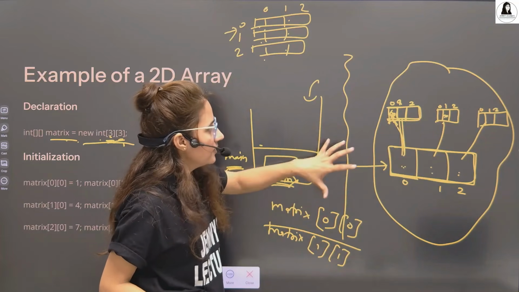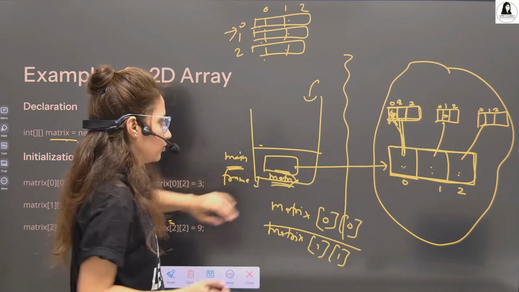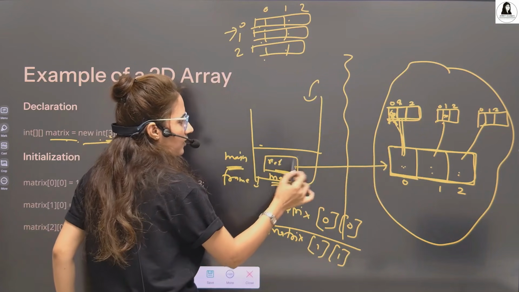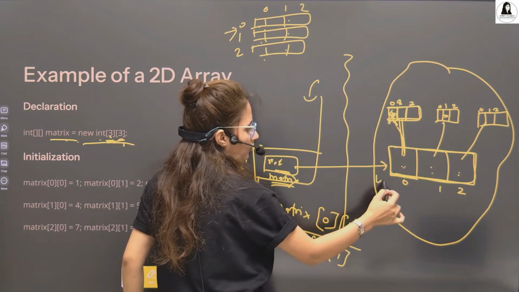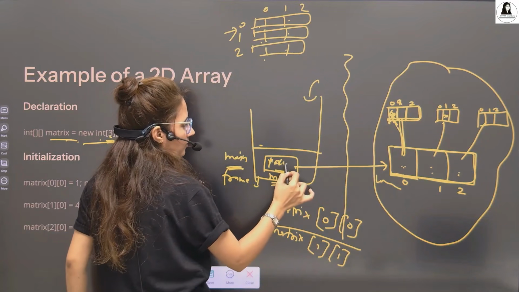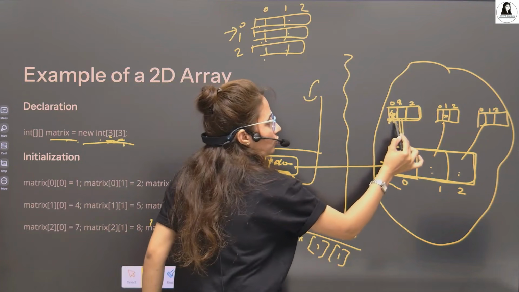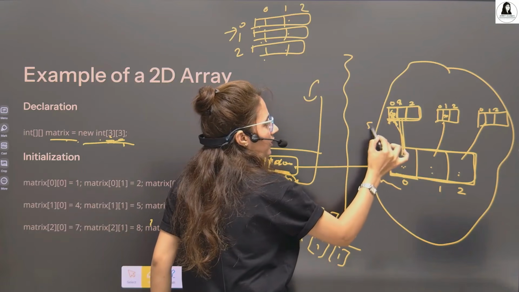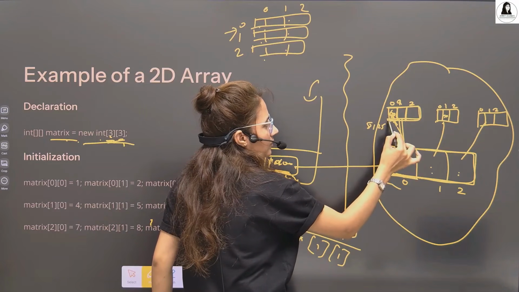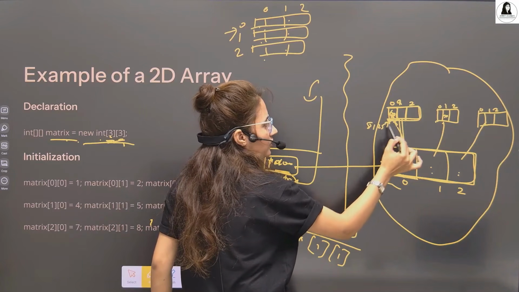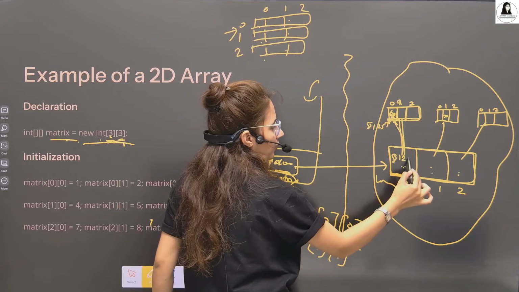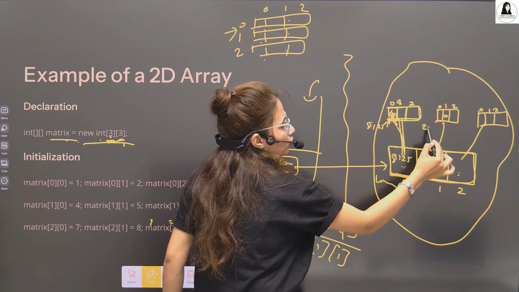So in memory, this is how the case actually is. This has a reference, some address. Suppose the address of this is 1000 or something like this, so this will contain 1000. Here also this will have some address. Suppose 8125, the base address of this array is 8125. So this contains 8125. For this, suppose 2000.